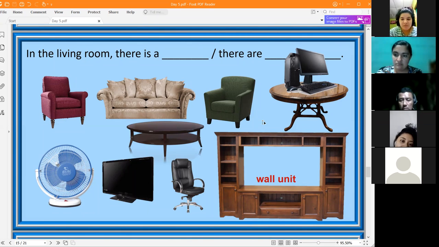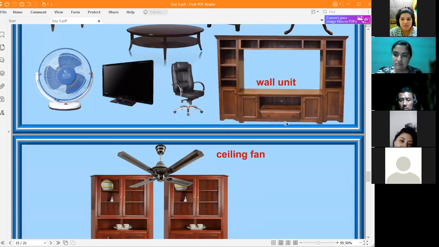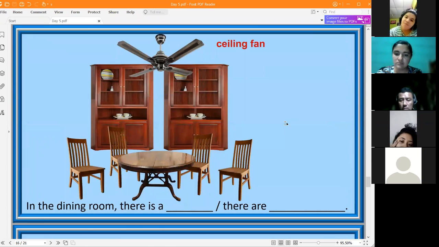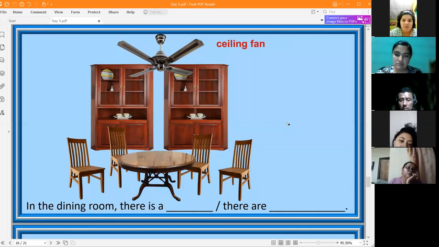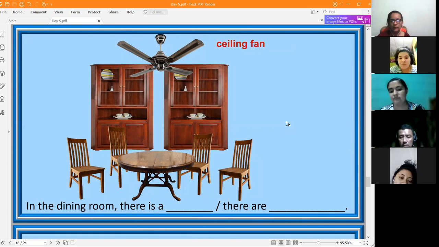Okay, very good. Now let's move to the next room, the dining room. Volunteers to describe their dining rooms. Yes, Yomara? Okay. Jessica Roxana Contreras.